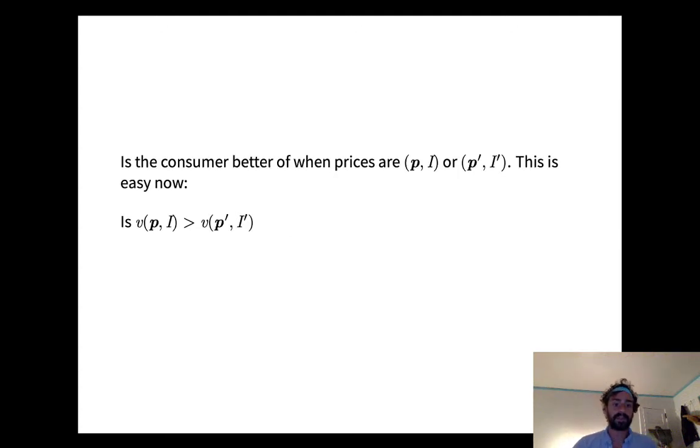So now that we have this idea in our toolbox, we can easily answer questions like, is the consumer better off when prices are P and income I, or when prices are P' and income I'? So would the consumer prefer to be in the regime (P, I) or the regime (P', I')? You can think about this as, there's two different jobs that she could take. One is in a city where prices are P and her income will be I. The other is in a different city where her prices will be P' and her income will be I'.